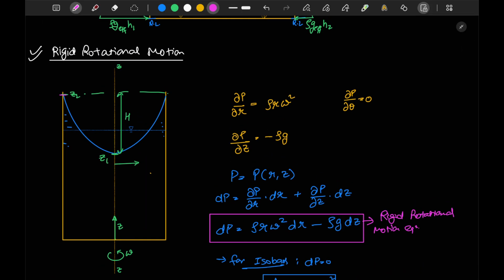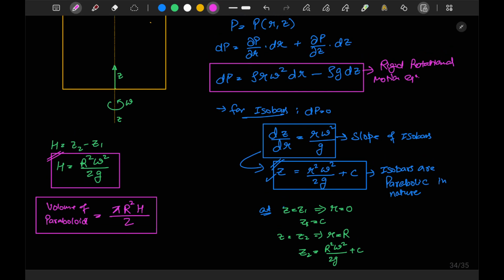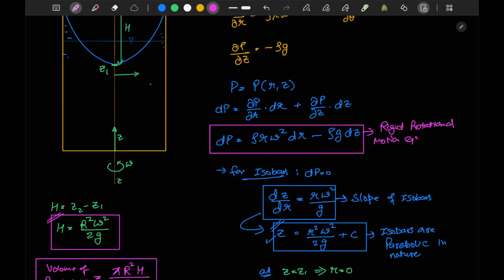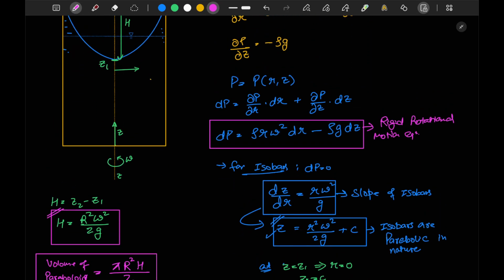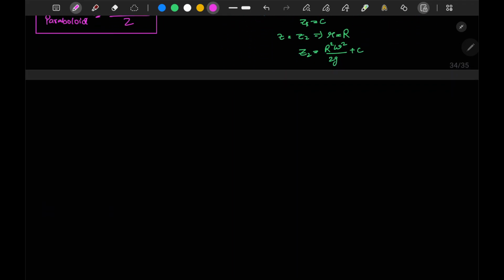Either we can calculate the value of z2, or if we know the value of z2, we can calculate the value of h. Whatever we don't know, we can calculate the unknown term from here. We can also use this relation, like I told you, to calculate omega, the speed of rotation of the container.